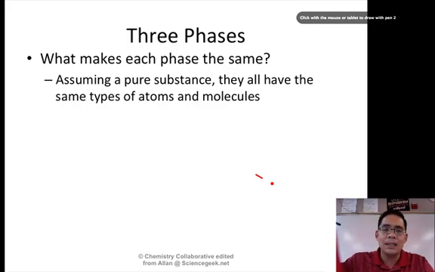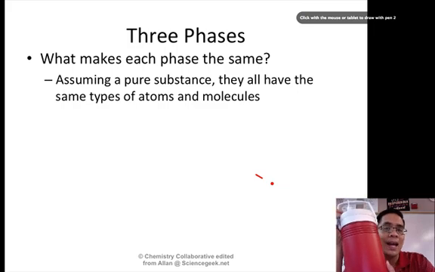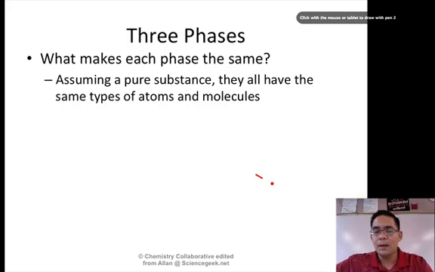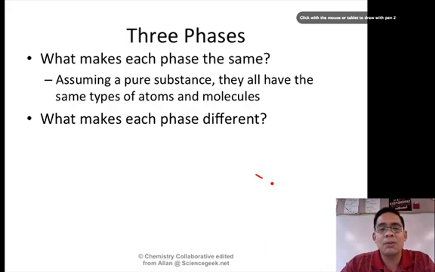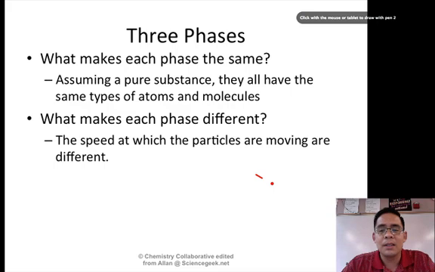For water, ice would be all water molecules. As a liquid, it'd be water. And gas, steam, would also be water. Other than that, nothing much is the same. But there's a big difference between the phases. The speed at which the particles are moving is very different. Solids barely move at all, they're vibrating in place. Liquids are tumbling around each other. And gases are really moving and shooting across the space they're flying in, constantly colliding with different things at a very rapid pace. So the speed at which they move is much greater for gases and much slower for solids.